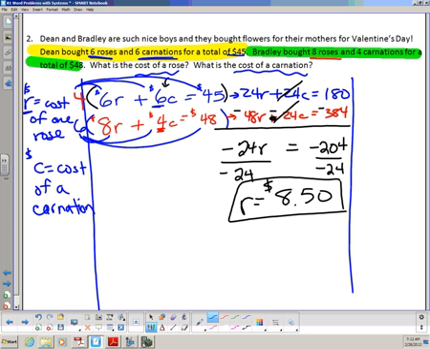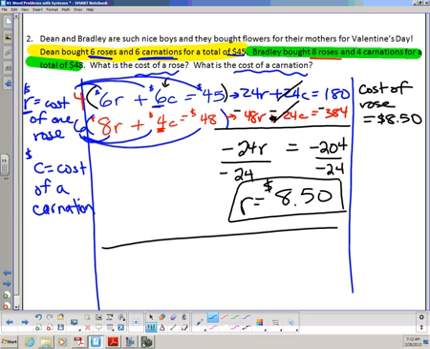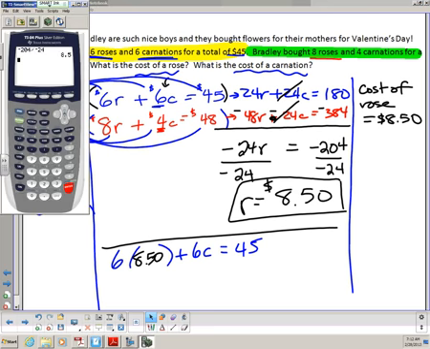And now I can plug back into any original. So the cost of a rose was $8.50. And now I want the cost of a carnation. So cost of a carnation, I'll do the work down here. I'll take the blue equation, doesn't really matter. 6 times the cost of the rose, which we just said was $8.50, plus 6C is 45 bucks. So 6 times 8.5 equals 51.